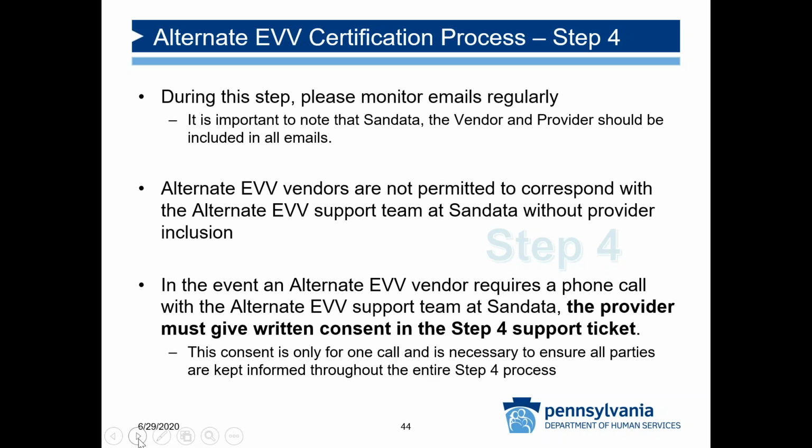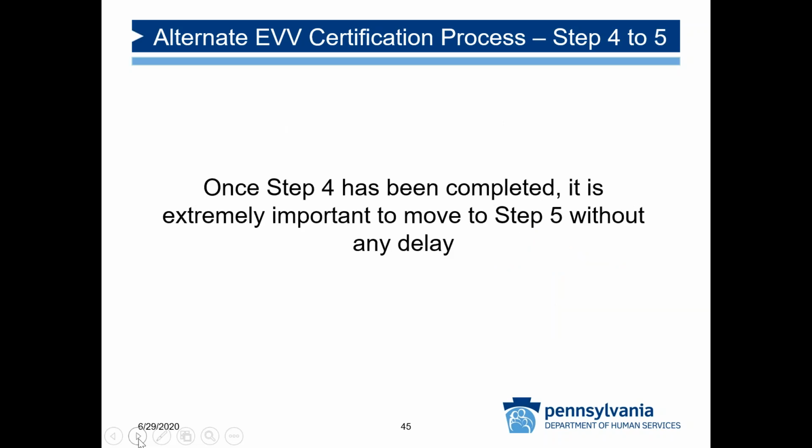It is important to note that Sandata, the vendor, and the provider should be included in all emails. Alternate EVV vendors are not permitted to correspond with the alternate EVV support team at Sandata without the provider inclusion. And in the event an alternate EVV vendor requires a phone call with the alternate EVV support team at Sandata, the provider must give written consent in the step 4 support ticket. This consent is only for one call and is necessary to ensure all parties are kept informed throughout the entire step 4 process. Once step 4 has been completed, it is important to move to step 5 without any delay.